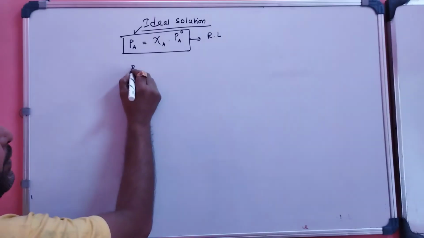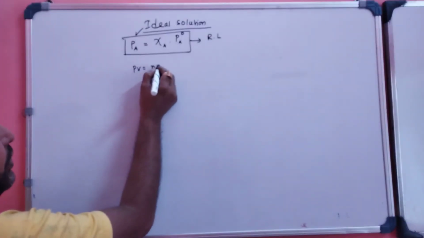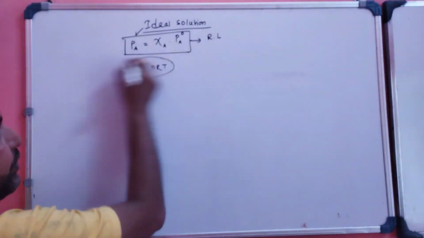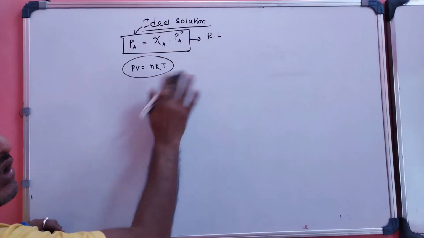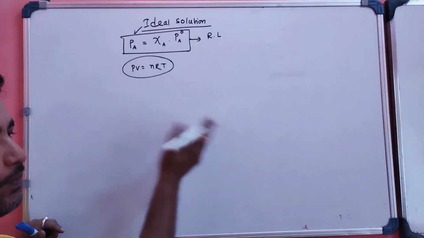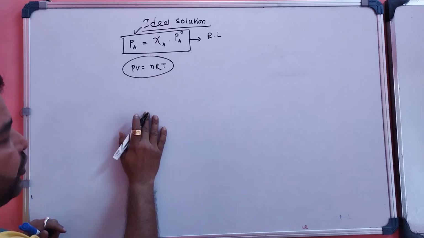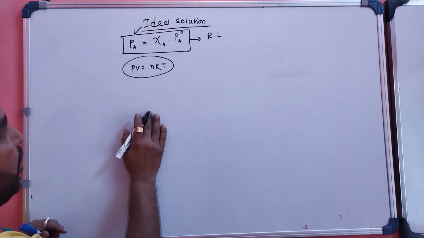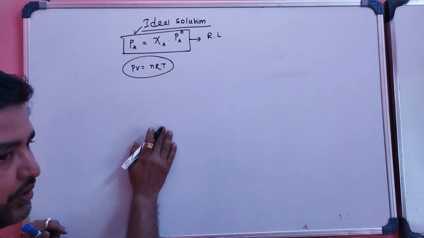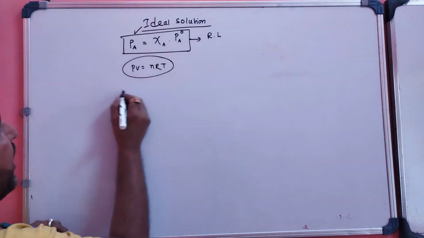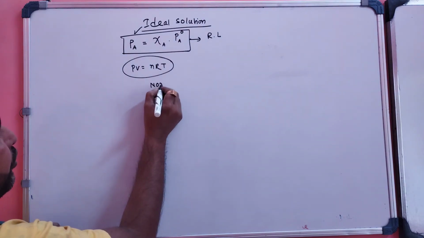Generally, no solution obeys this equation. Like, as we know, PV equals nRT. This equation is called the ideal gas equation. But generally, all natural gases do not obey this equation at normal temperature and pressure. So these gases are called real gases. Similarly, solutions do not obey this equation, so these solutions are called non-ideal solutions.